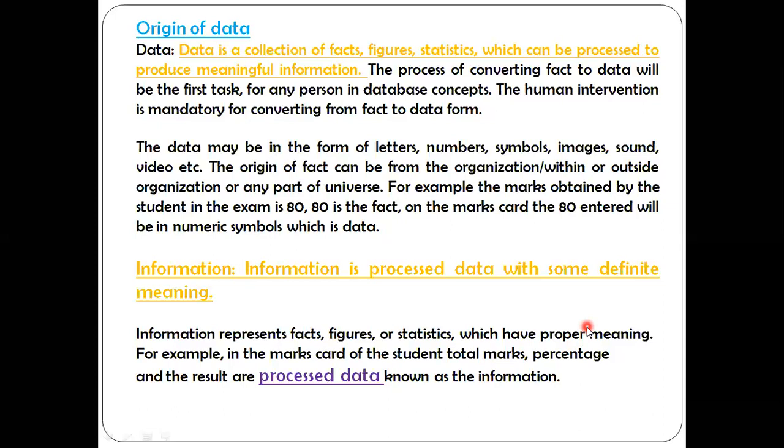Data and information. Data is unprocessed information. Information is processed data, which has a proper meaning. For example, in the marks card of the student, total marks, percentage, and result. I'll repeat once again. In the marks card of the student, total marks, percentage, and the result are what? Processed data. See, I'm just highlighting here total marks and percentage.